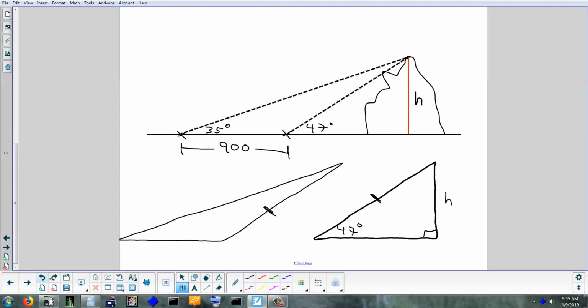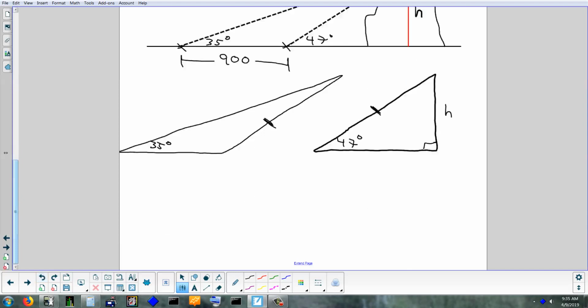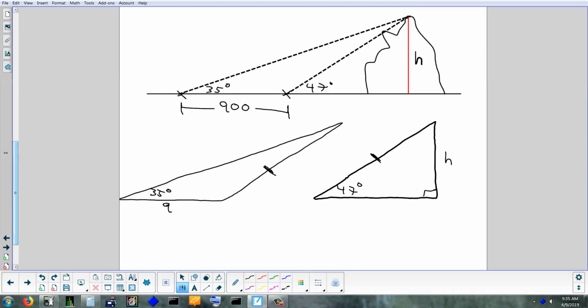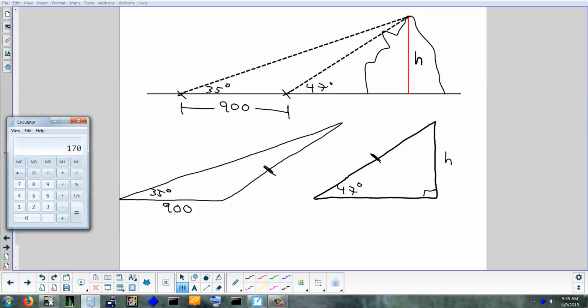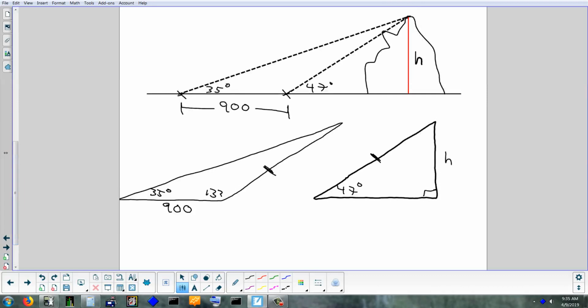Right? So let's label what we know about the triangle on the left. What can I label in this triangle? 35 degrees. Yeah, this is 35. What else can I label? 900. This is 900. And if you subtract 47 from 180, you can find an angle. Yeah, very good. I know the other angle inside is 180 minus 47, so that's 133.